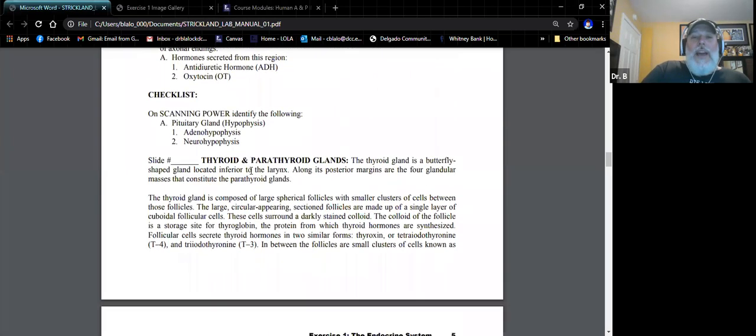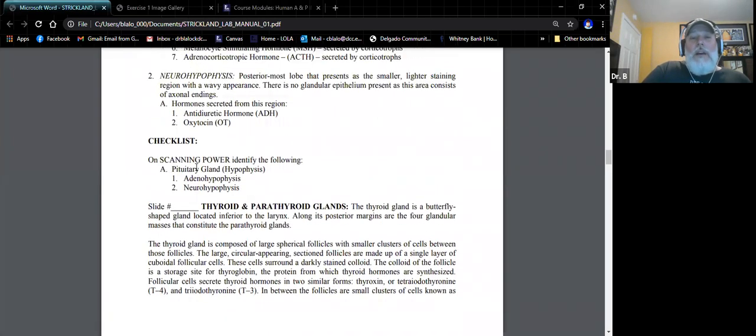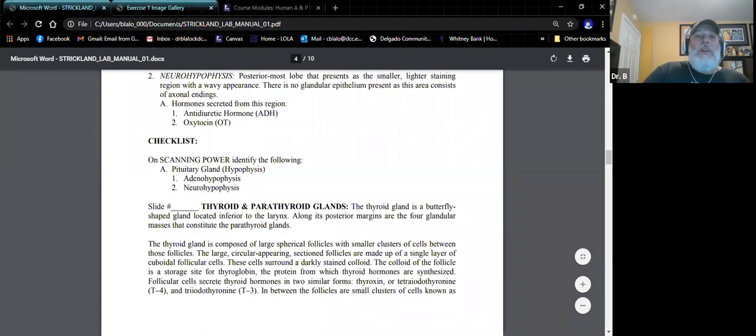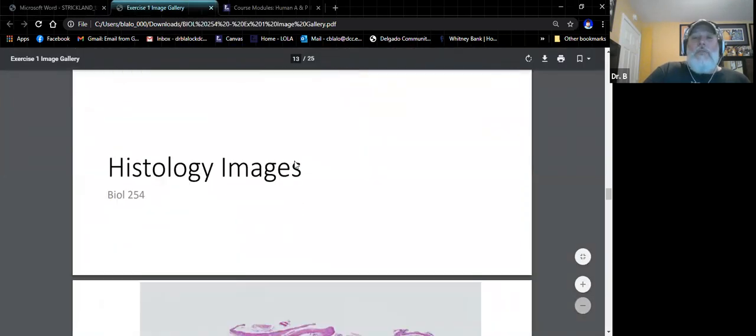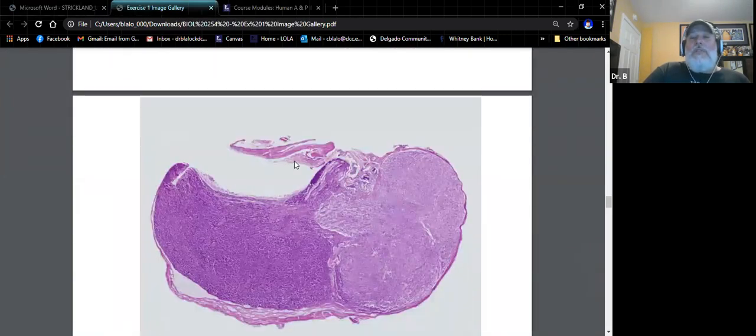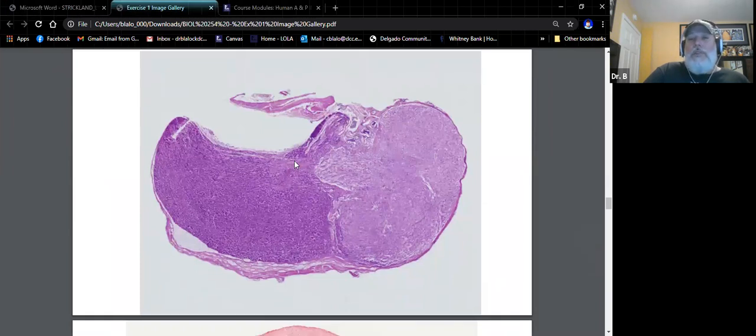So let's take a look at our pituitary gland. Now, all you'll be responsible for identifying on the pituitary gland is the gland itself, and then either the adenohypophysis or the neurohypophysis. So you'll have to tell me this is the pituitary gland, or if I ask you specifically, you'll have to tell me this is the anterior or posterior part. So here's our pituitary gland, all right? And like I said, the anterior or adenohypophysis stains darker. The posterior or neurohypophysis stains lighter.